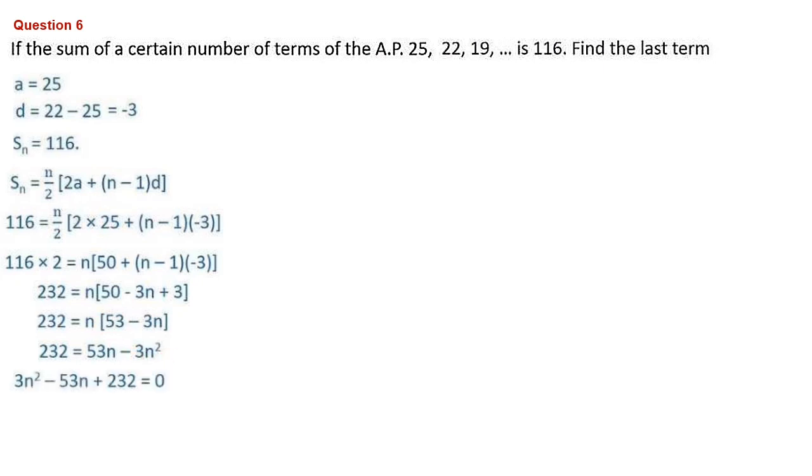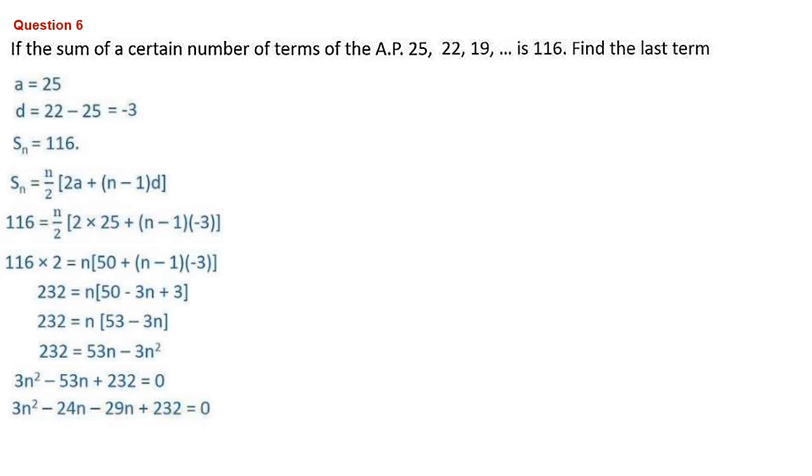We rearrange it. That means this one we can bring to the left side. Minus 3n square comes to the left side as plus 3n square. Then plus 53n comes to the left side as minus 53n. On the left side, that is 232, as it is, plus 232 equal to 0. That is here 3n square minus 24n minus 29n plus 232 equal to 0.